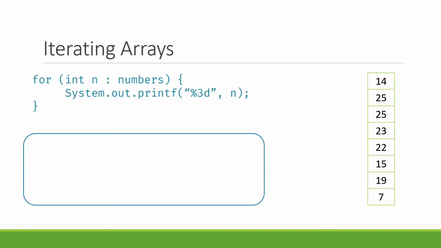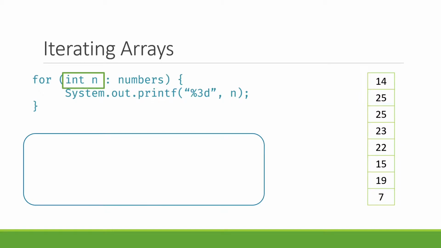This is a special kind of loop that's specifically made to iterate arrays and other collections. The loop header needs to know the name of the array that you want to iterate through. In this case, it's numbers. You don't use the square brackets when you're referring to an entire array as a whole unit.